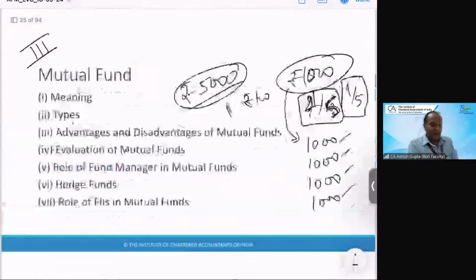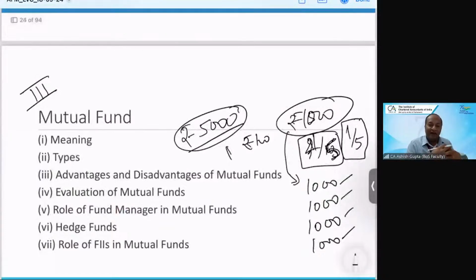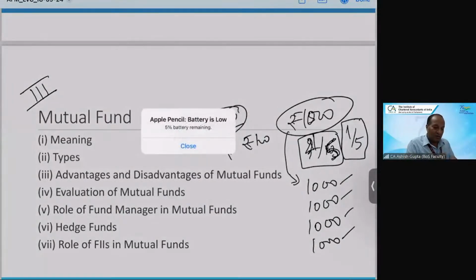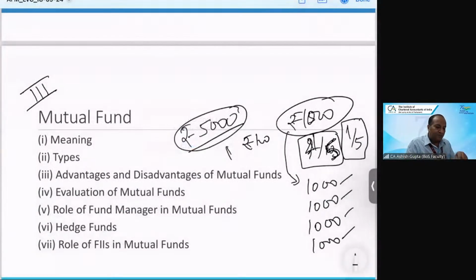So this concept of pooling of the money and investing in securities is called the mutual fund. And this mutual fund has nowadays become very popular, and it is one of the very popular vehicles for investment. And many investors park their money in this.